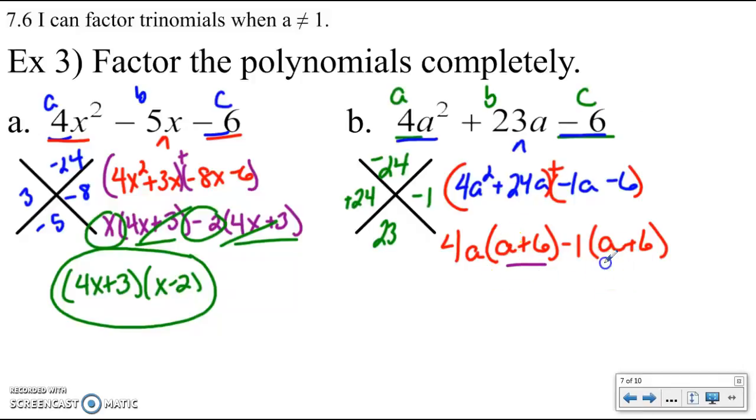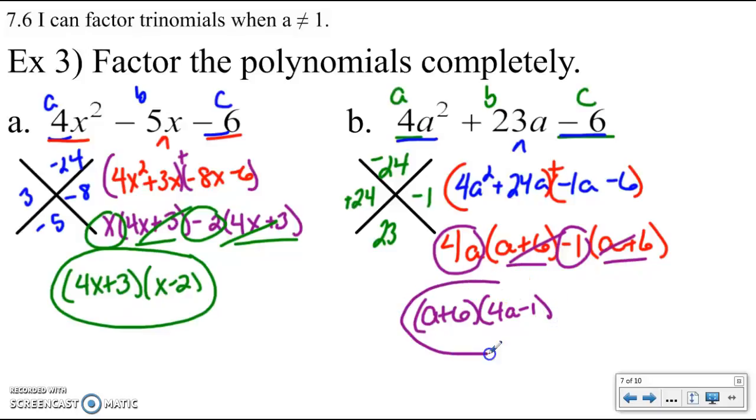Okay, group here and group here, they're the same, so we're in good shape. Pull out that a plus 6, so those are gone. And then I have 4a and minus 1. So there is my factored form. Now, keep in mind that you can always check these by going back and foiling or using the box method to multiply them out. But that is how you use AC split.